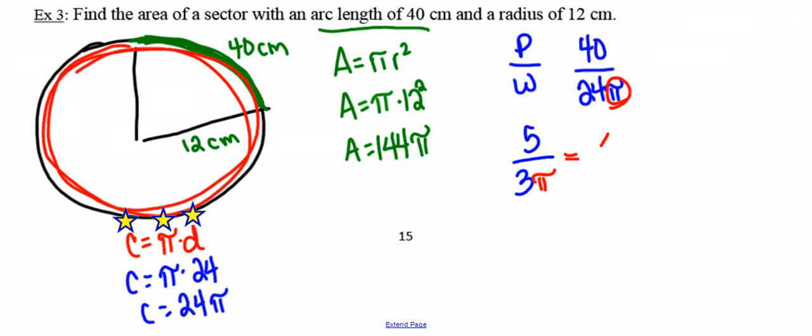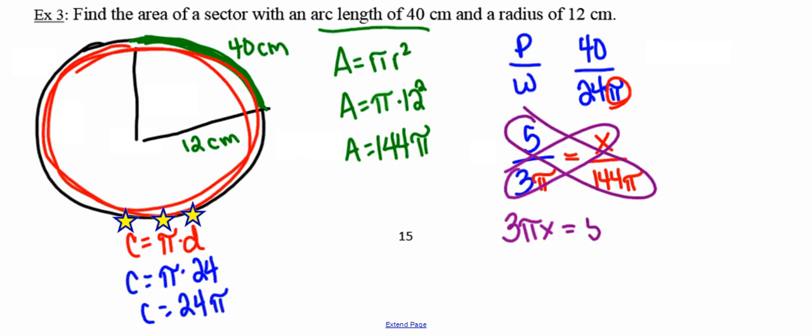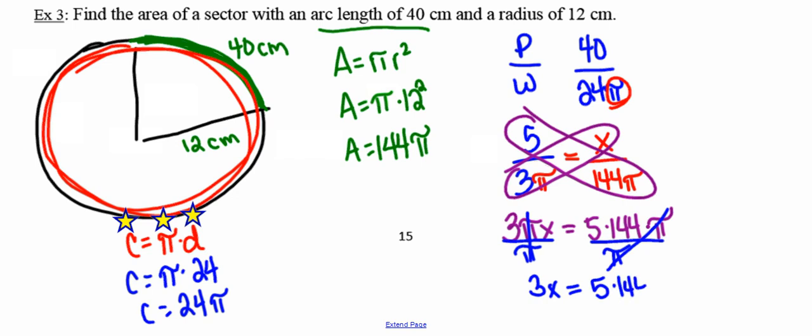That equals the part, the x, the area of the sector I want to find, over the entire area, 144 times pi. So now I'm just going to cross multiply once again. Going in that direction, I have 3 times pi times x. Going in the opposite direction, I have 5 times 144 times pi. On both sides of the equation, I have a pi. I'm going to divide by it. Multiplied by pi and divided by pi are equal but opposite and will cancel each other out. So 3 times x is equal to 5 times 144.